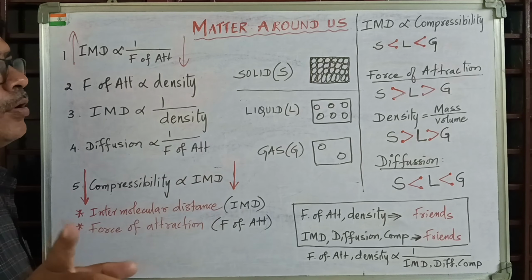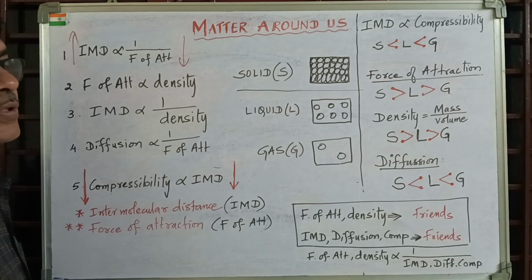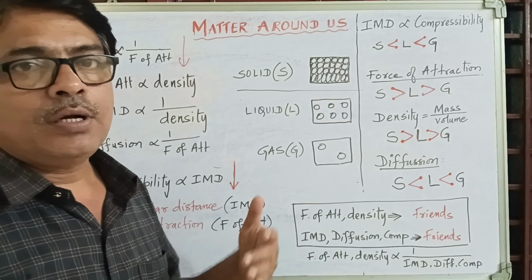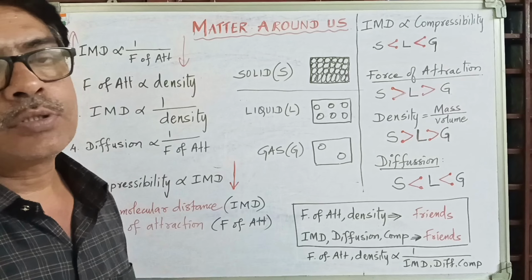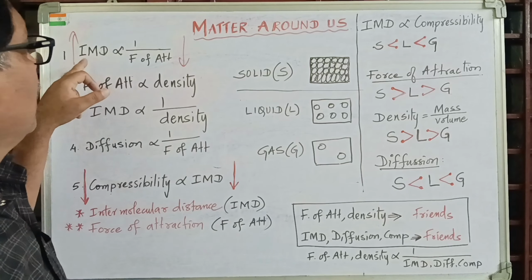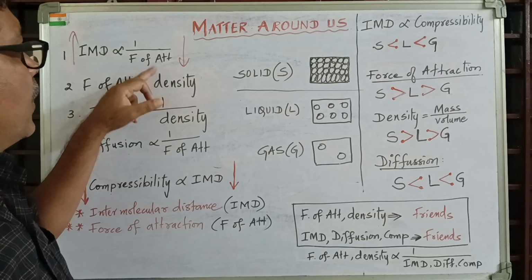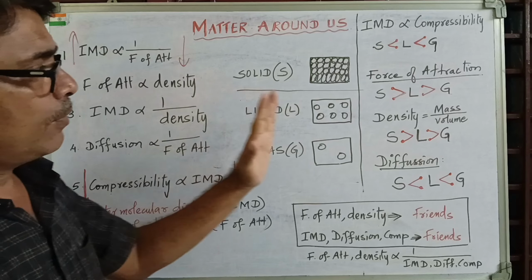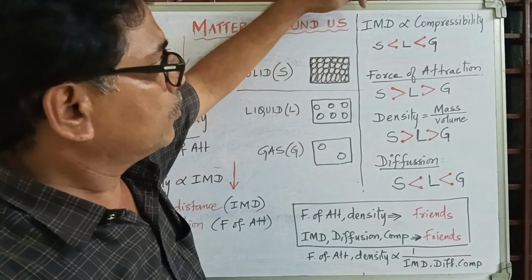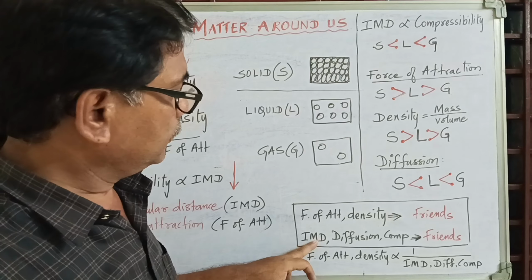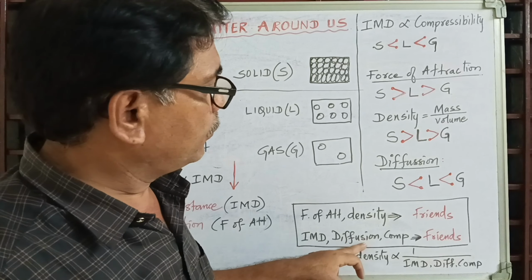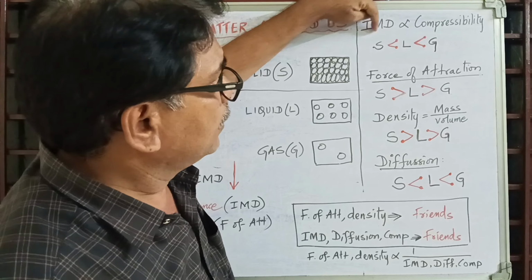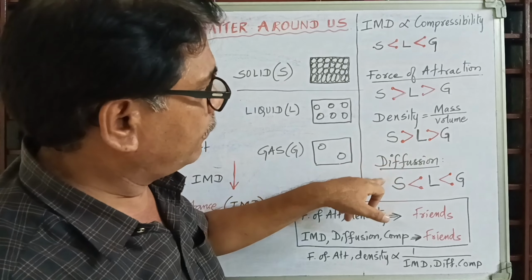This chart will help you a lot. For the first lesson you will get a question: compare the properties of solid, liquid and gas. What are the properties you are supposed to compare? It will be intermolecular distance, force of attraction, density, diffusion and compressibility. So we have given a great chart. Just now I told you intermolecular distance, diffusion and compressibility are friends.